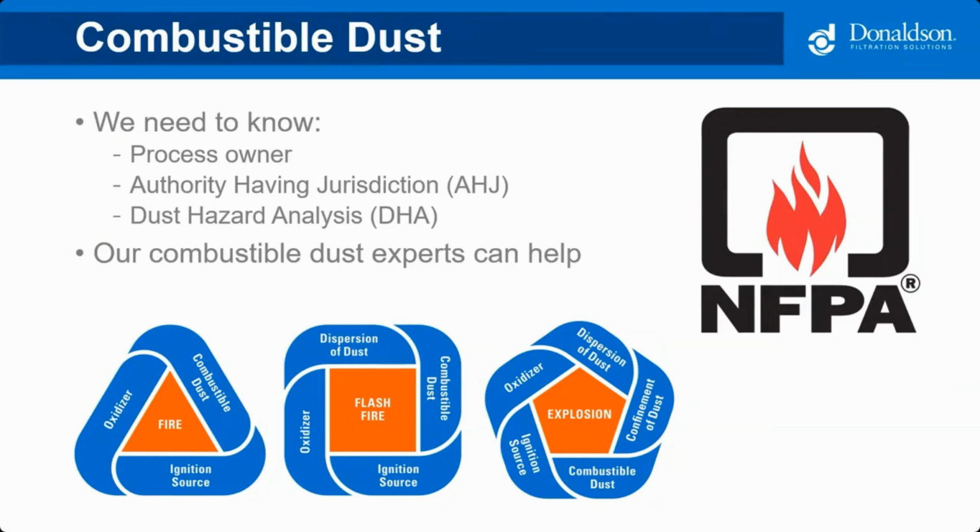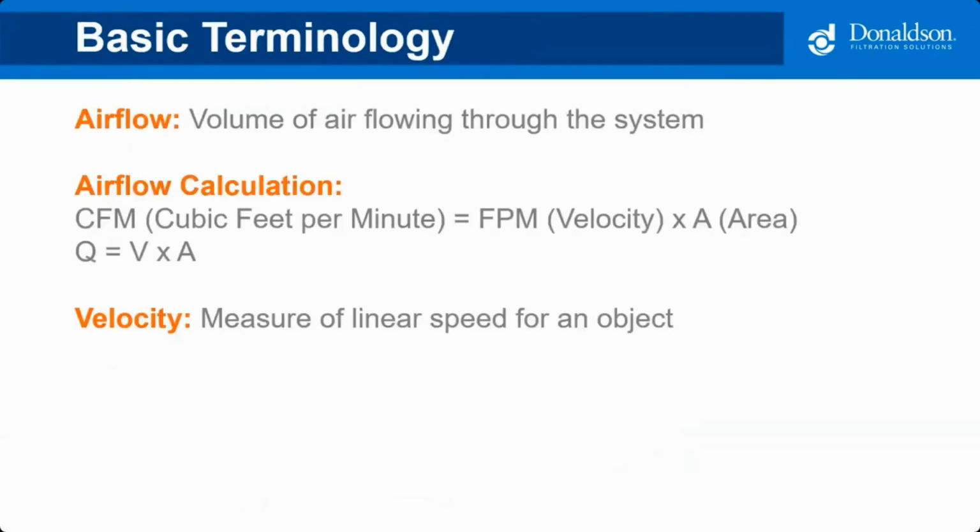I wish we could spend more time on this, but it's really a complex issue. For now, it's important to know that if dust or fume is combustible, it's an important design consideration. Typically, we need to know things like who is the process owner, who is the AHJ, and is there any information from their DHA? We have a team of combustible experts who can help you. So if this is a topic that interests you, make sure to reach out.